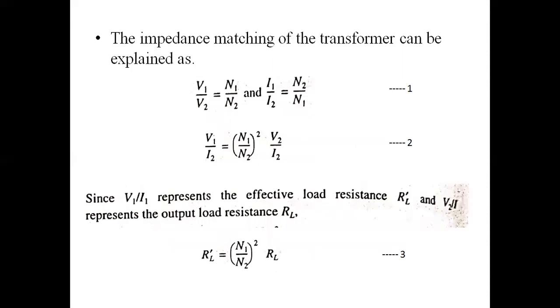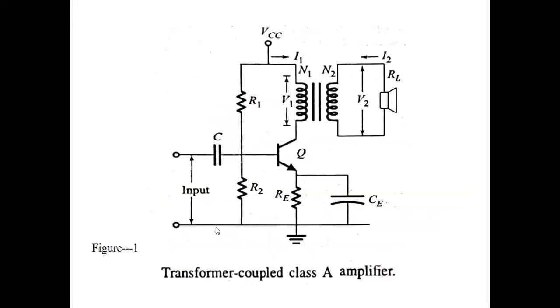Now the transformer coupled class A amplifier configuration is like this. We have the primary and the secondary of the transformer, and N1 and N2 represent the number of turns.